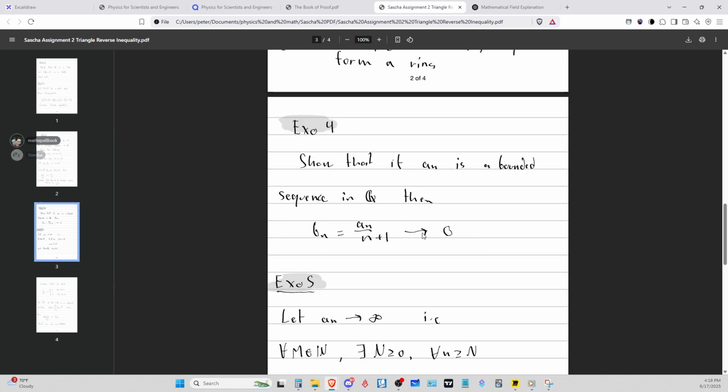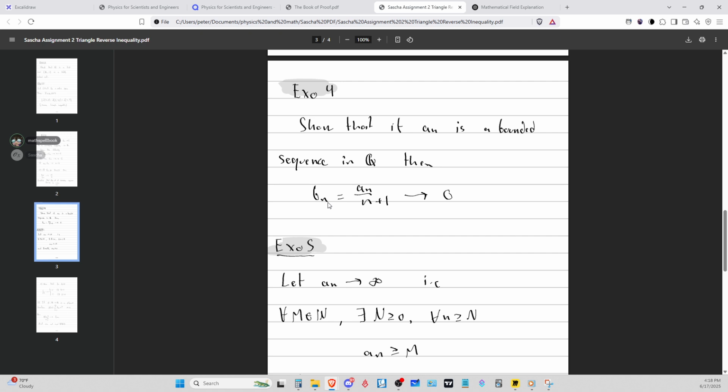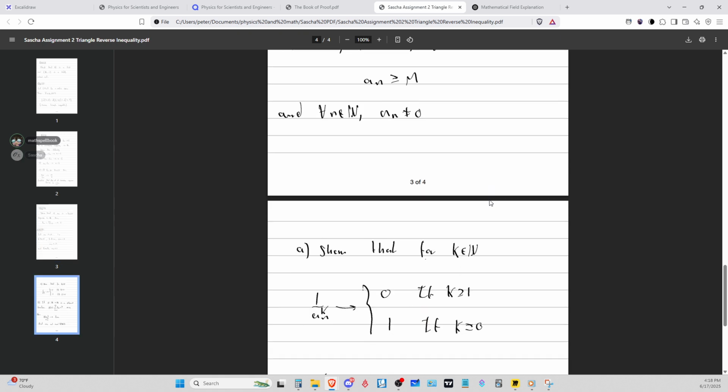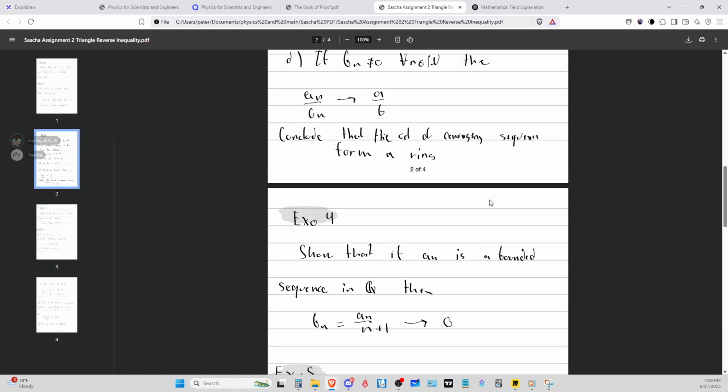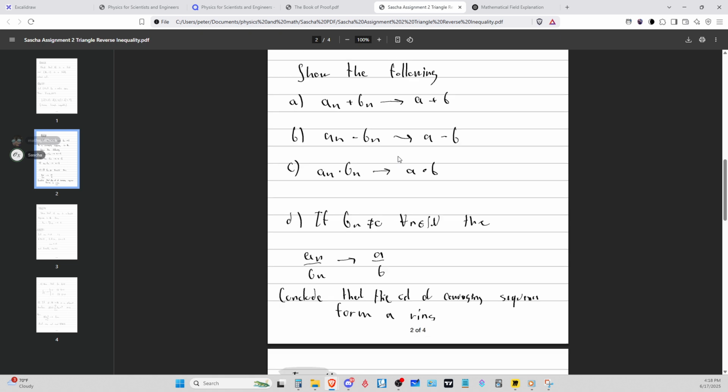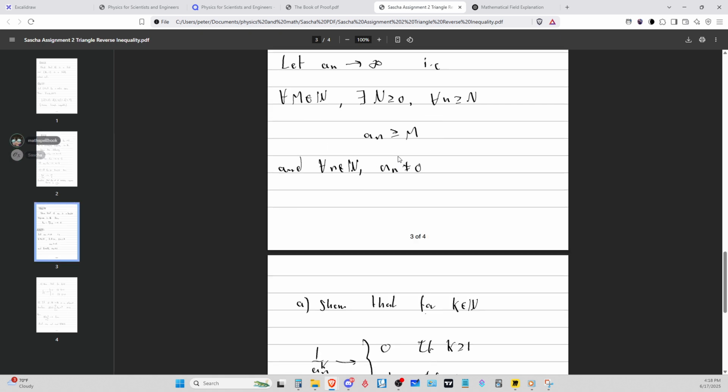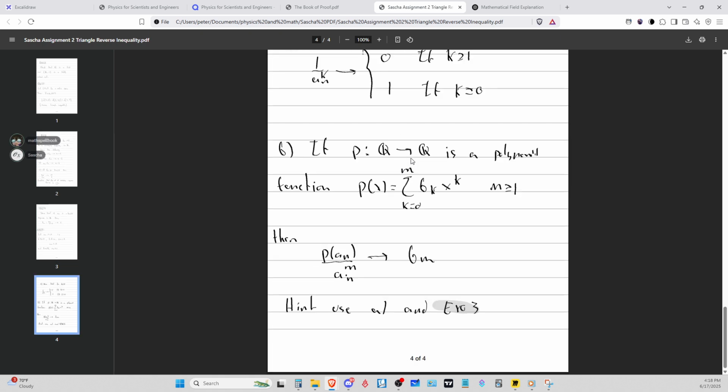Exercise 4 is: show that if a_n is a bounded sequence in the rational numbers, then a_n over n plus 1 goes to 0. Exercise 5 may be a bit more involved, but exercises 3 and 4, yeah. And 5, right? Okay.